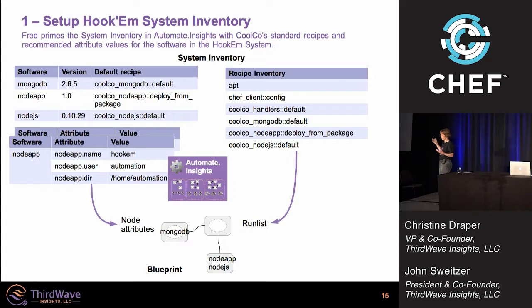Then over on the right-hand side, you can see the recipes he brought in as part of the system inventory, which were the recipes for the software, plus some of the other recipes that the Hookem team would need, depending on the particular context of the blueprint. So, for example, the company Chef handlers for monitoring and the Chef client configuration. So what this means now is the Hookem team has this system inventory, and when they start defining their blueprints, all they need to do is draw from that inventory of the software that they actually need, place it on the nodes, and it'll bring in the recommended recipes and values. Of course, then they can customize them so they have a blueprint the way they need it.